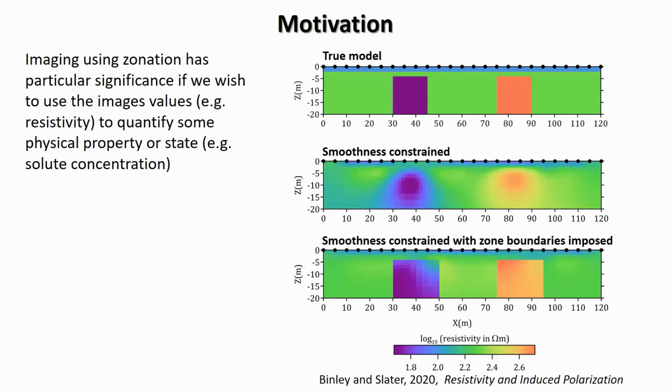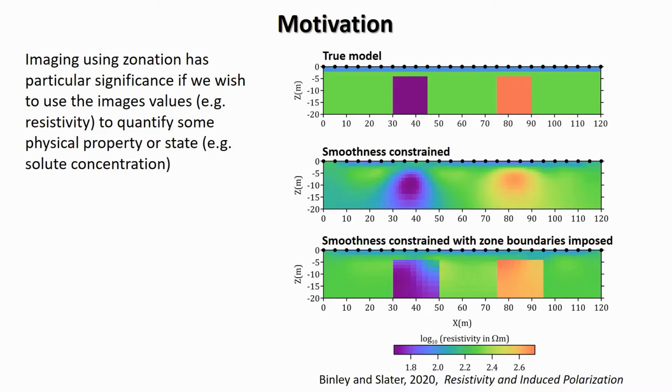An important aspect of looking at zonation of regions is that if we want to get quantitative information from our inverse model, let's say we want to get values of resistivity or chargeability for an induced polarization problem, and we want to convert those into some property, let's say permeability or a solute concentration, then getting an accurate estimate of the properties of these regions is really important.